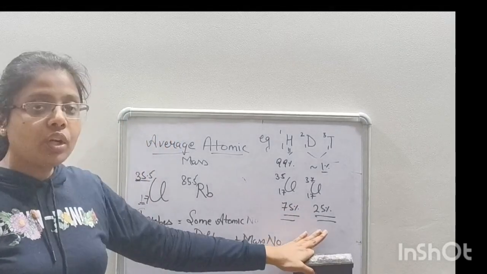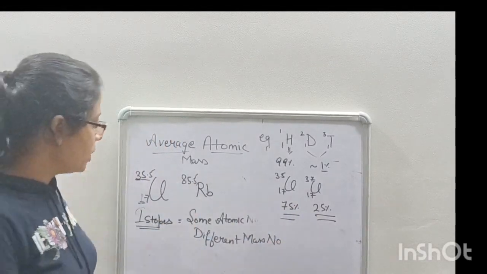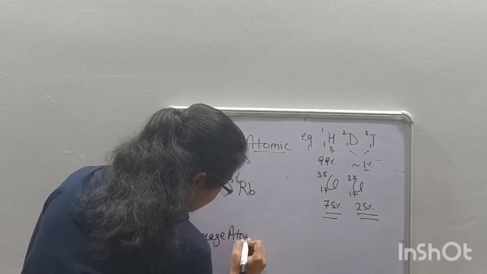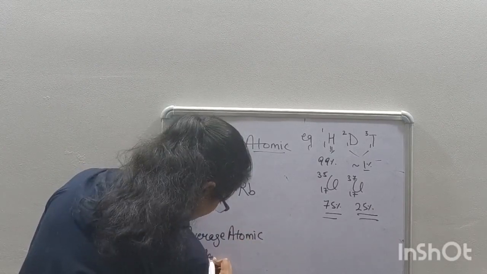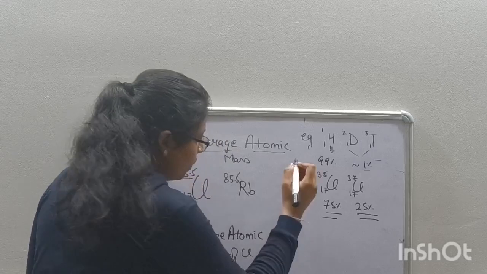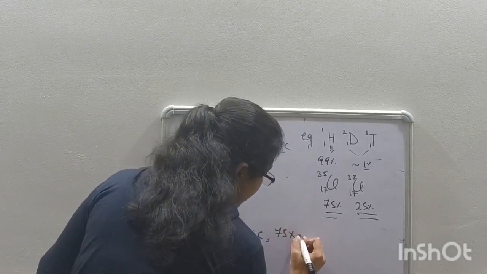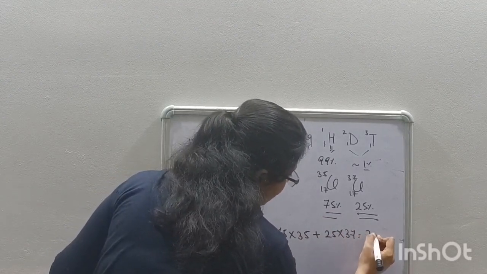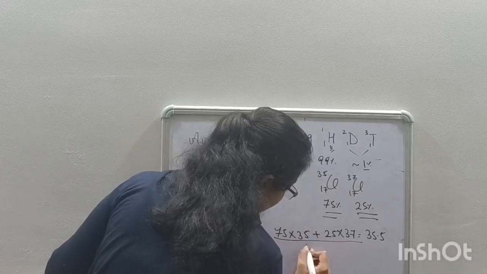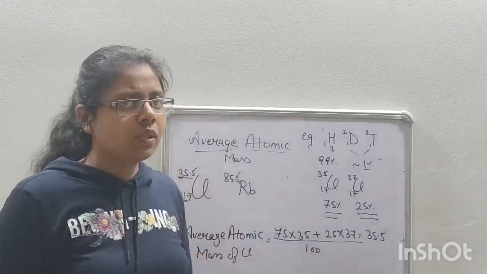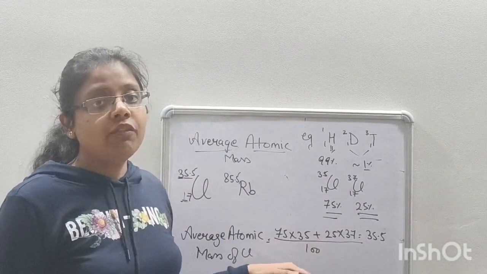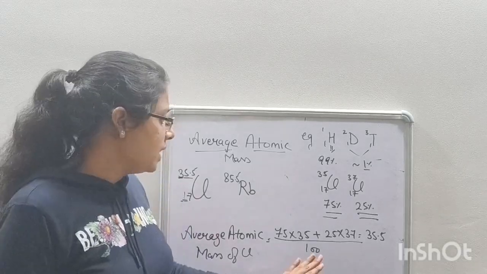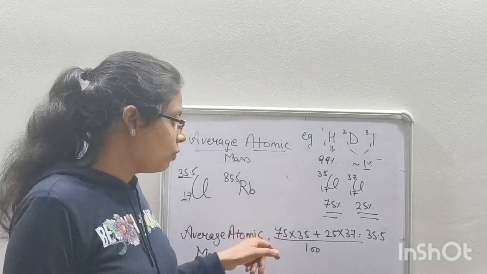Okay. So in order to calculate the average atomic mass of chlorine, what will I do? It is equal to 75 into 35 plus 25 into 37, divided by 100, because it is in percentage. It comes out to be 35.5. Now you will think, why have we not divided by 2? If we are thinking about the average, then we should divide by 2, since there are two isotopes. So we have to divide it by 2?